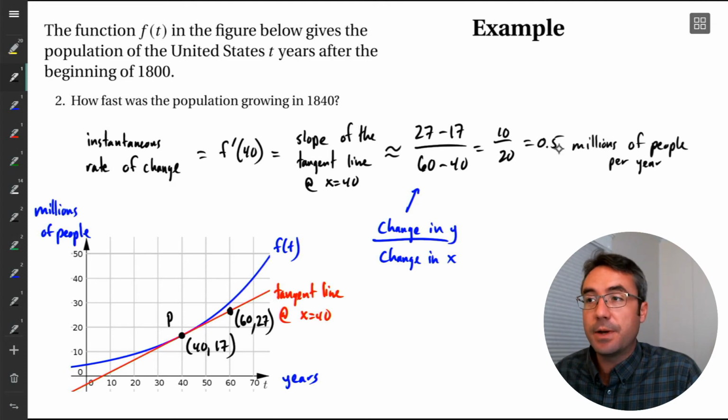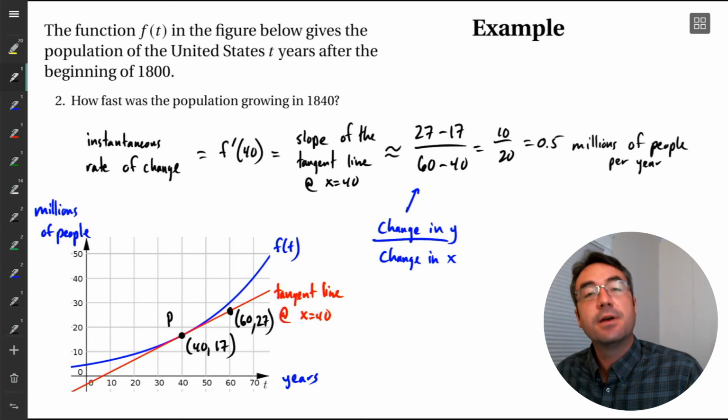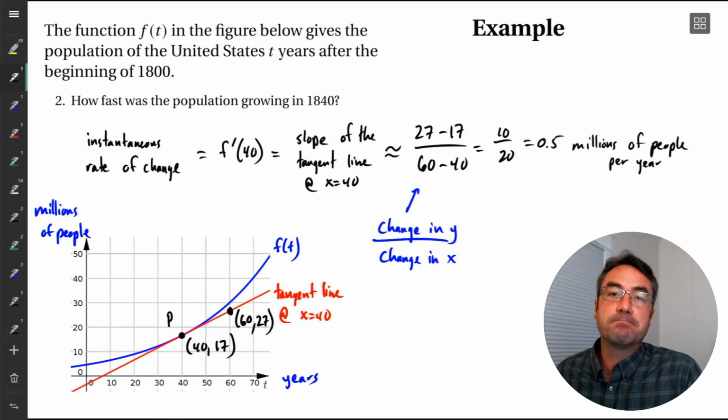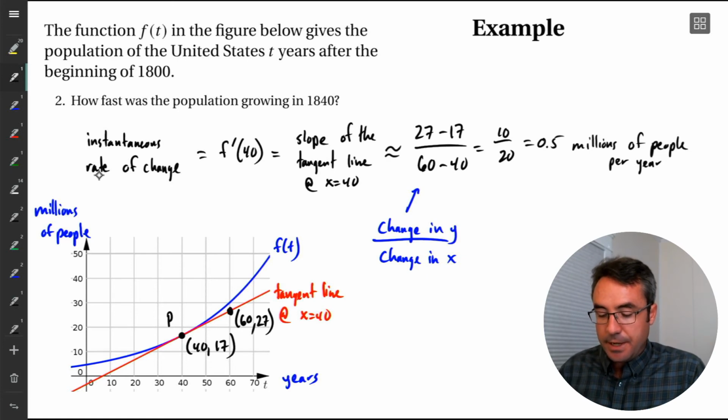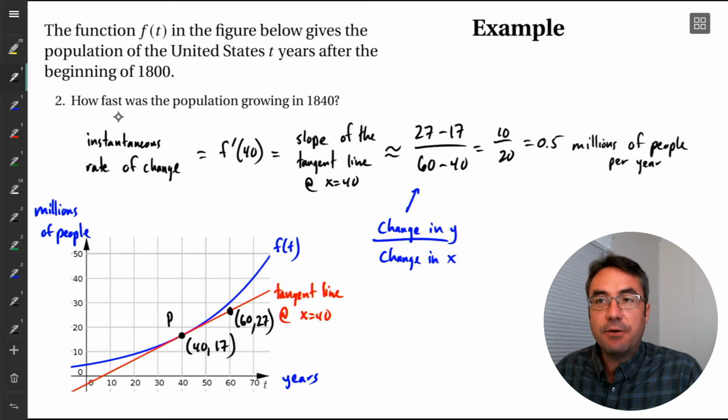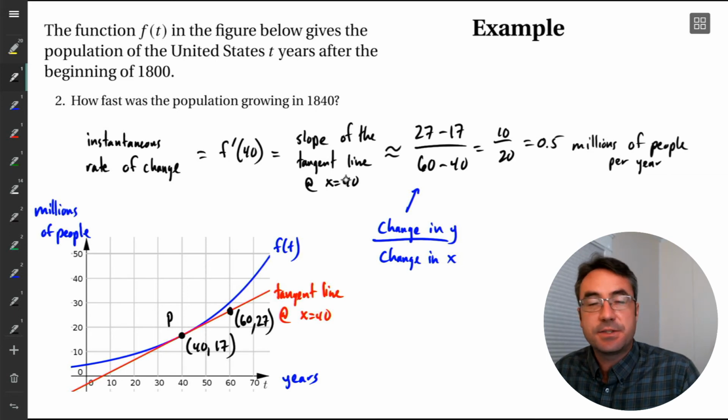And we know the population is growing, again, because this value is positive. If this value were negative, then the population would be shrinking. All right. So instantaneous rate of change, how fast the population was growing at a specific moment in time, that's the derivative, that's the slope of the tangent line.